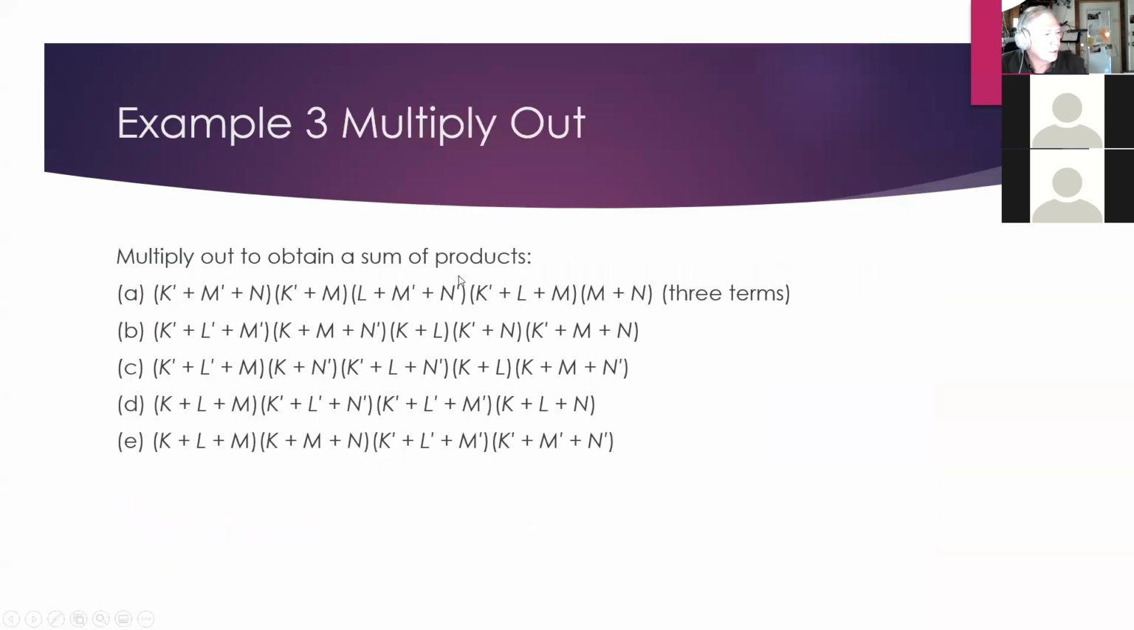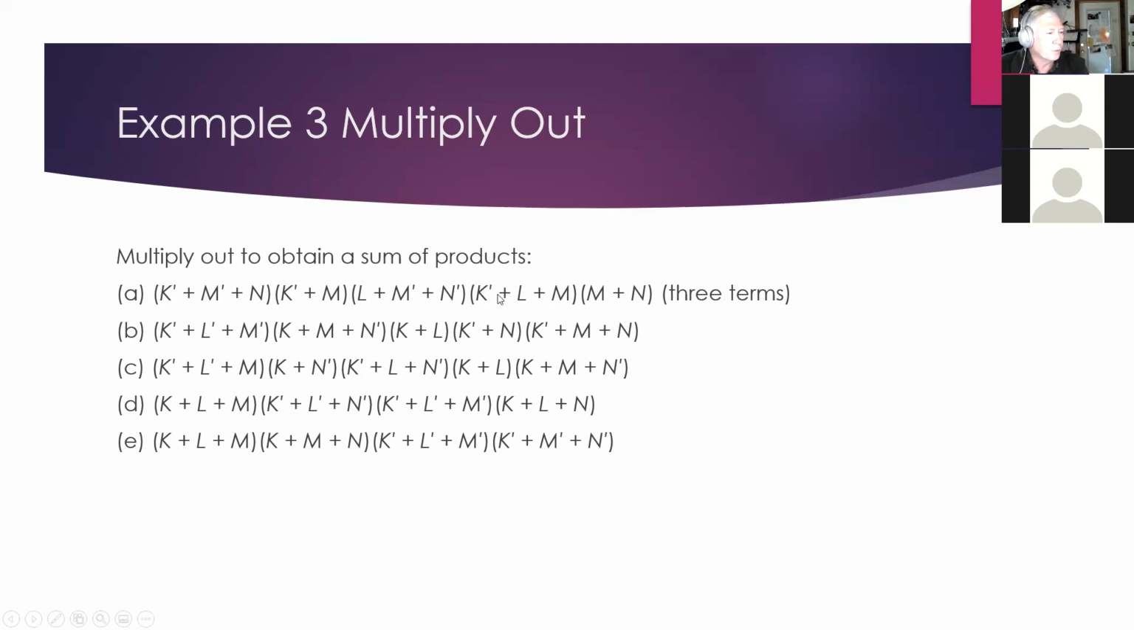So here we have 5 different problems. Let's work a couple of these. For this one we want to multiply out to obtain a sum of products. So k prime plus m prime plus n, k prime plus m, L plus m prime plus n prime, k prime plus L plus m, and m plus n. It tells us 3 terms, so we want to get 3 SOP terms when we get it converted.